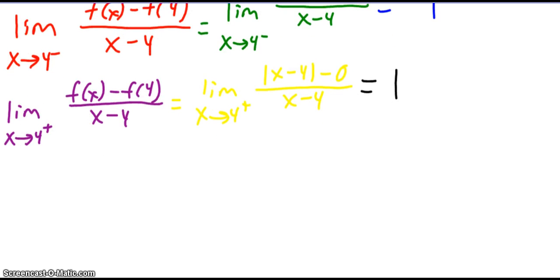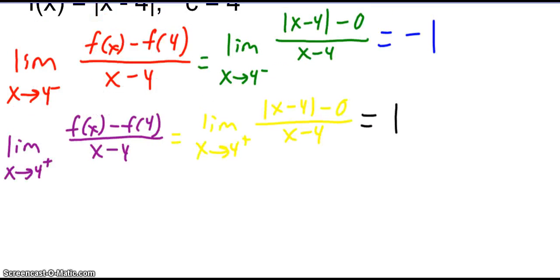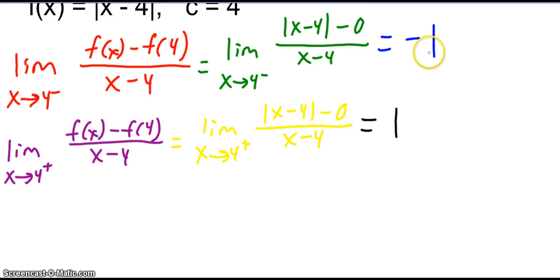So what's our conclusion? Well, again, we already knew it was not differentiable, but this proves it to us because this is saying that from the left-hand side the slope is negative 1, from the right-hand side the slope is 1. Therefore, we can't make a determination for what the slope of a tangent line would be at 4. So therefore, it's not differentiable at 4.